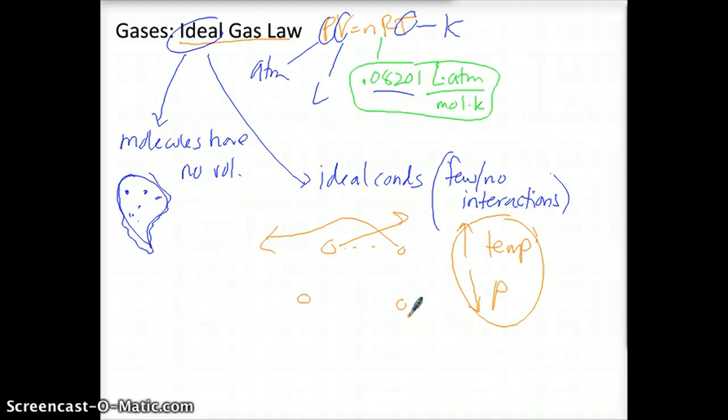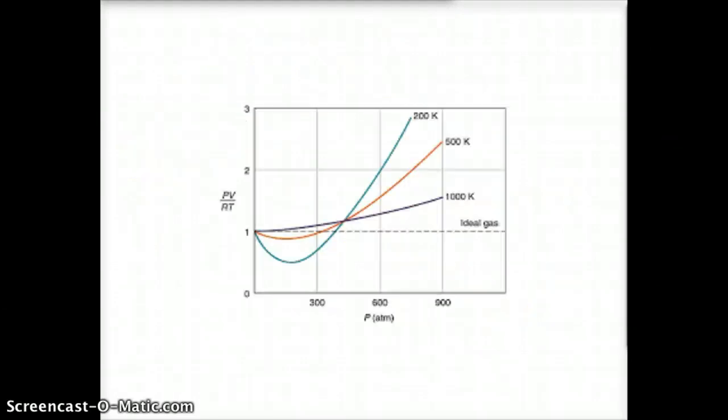When is it the least ideal? It'd be the opposite: at a low temperature and a very, very high pressure. So we can collect data on this. This is shown in the graph here. This dotted line represents an ideal gas. The closer you are to that line, the more ideal you are.